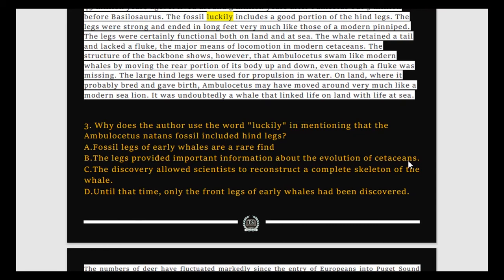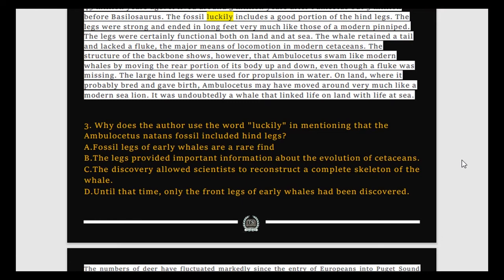A. Fossil legs of early whales are rare finds. This is an incorrect answer because in the text the author wasn't talking about legs being rarely found. B. The legs provided important information about the evolution of cetaceans. This could be the answer.